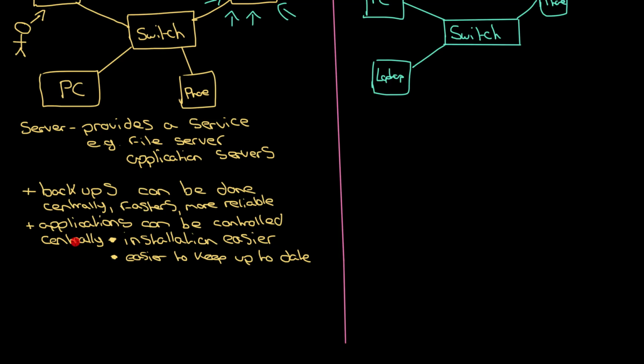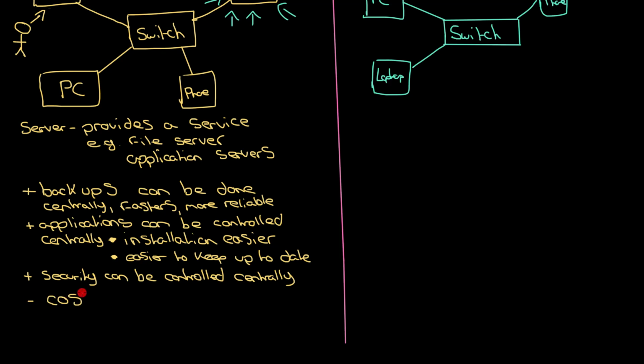And because you've got all your files and your applications in one place, it means that security can be controlled centrally as well. So I can force every computer to have the latest version of antivirus installed, for example. And that way I've got a bit more confidence that my computers can protect themselves against any sort of attack from malware. But there are some significant disadvantages for client-server networks.